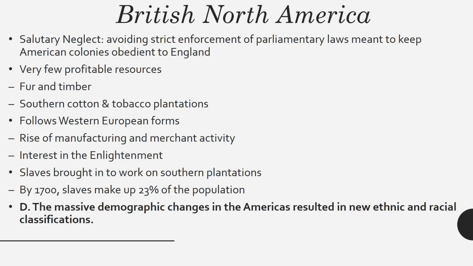Of course, labor is a very important issue, so slavery will be brought in. By the 1700s, in the British North American colonies, slaves make up roughly 23% of the population, which is going to lead to Roman numeral D there, the massive demographic changes in the Americas, resulting in new ethnic and racial classifications. Once again, in this case, slaves being at the very, very bottom, having replaced indentured servants and so forth.